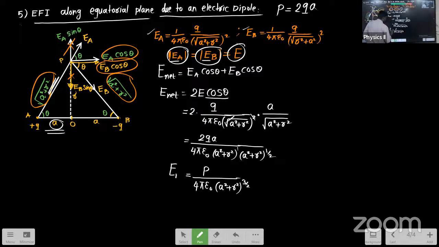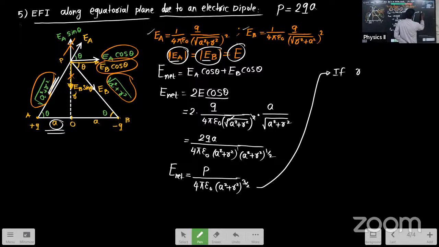So our final step, what is our final step? I'm writing the final step here. If R is very much greater than A, then what will this equation become? This equation will become E net is equal to P divided by 4 pi epsilon naught. R is very much greater than A, so I can neglect A. So what will this become? This will become R square whole power 3 by 2. So this 2 and this 2 will get cancelled.